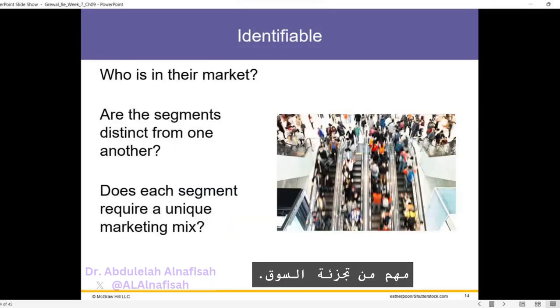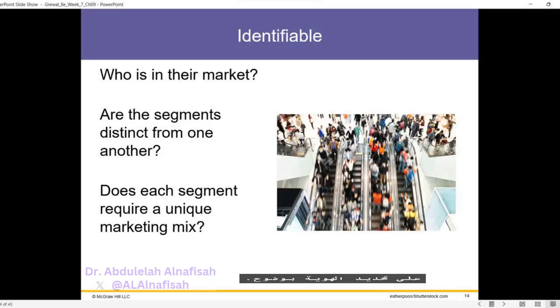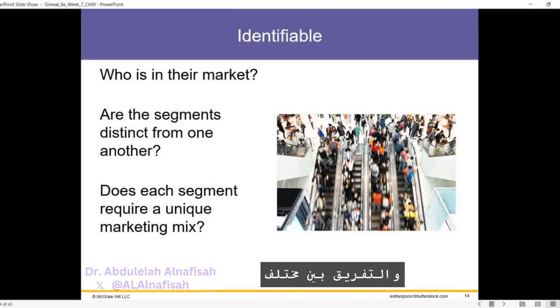Identifiability is an important aspect of market segmentation. Firms must be able to identify and distinguish the different segments within their target market in order to effectively design products or services that meet their specific needs. Identifiability involves being able to clearly identify and differentiate between the various segments based on specific characteristics such as demographics, behaviors, or preferences. This helps companies understand the unique needs, desires, and preferences of each segment.